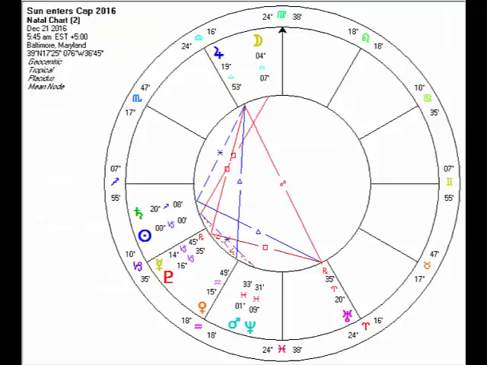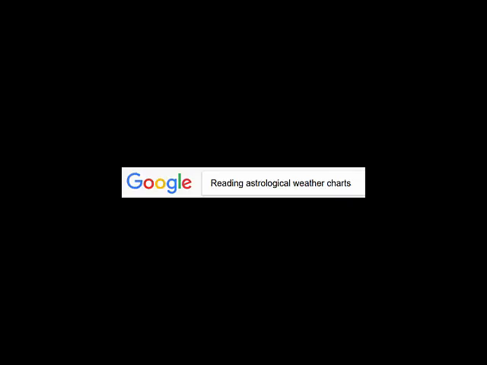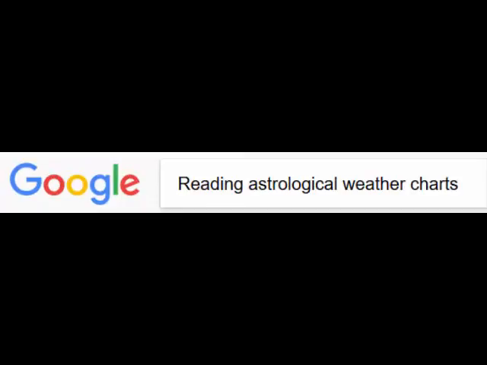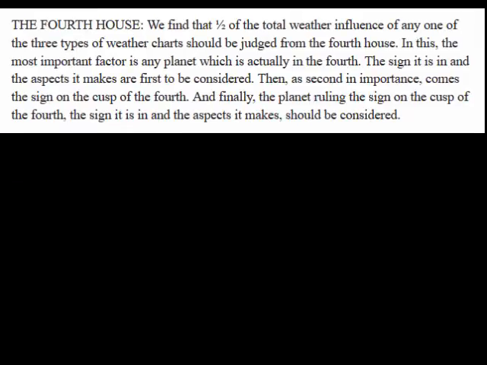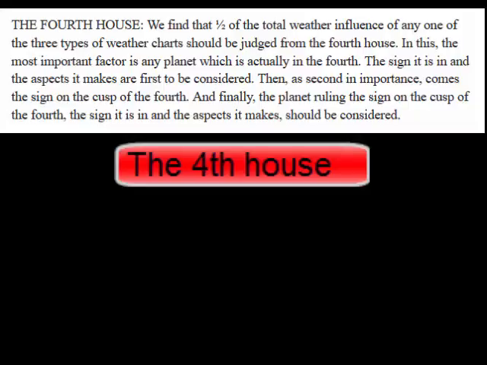As far as weight, strength, influence of the planet is concerned, you should follow the following guidelines. You can find these guidelines and much more information by Googling reading astrological weather charts. We find that 1/2 of total weather influence of any one of these three types of weather charts should be judged from the fourth house.